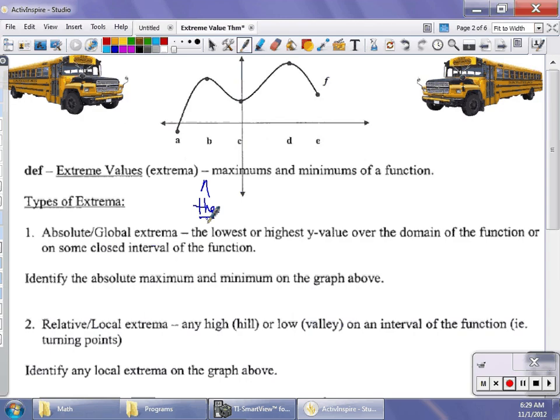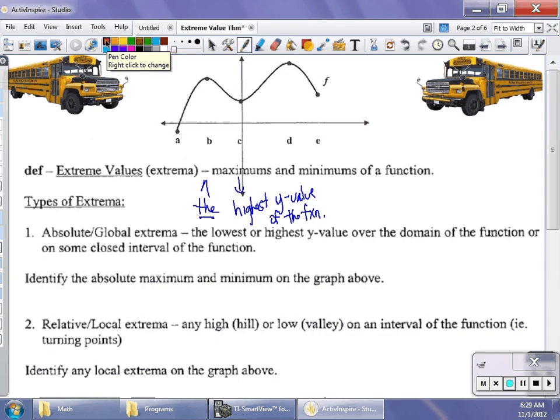The maximum would be the highest y value of the function. The very highest y value of the function. Now it's possible that the graph could hit that y value multiple times, but there is only one highest y value that we'll be able to identify on a graph, and the absolute minimum.